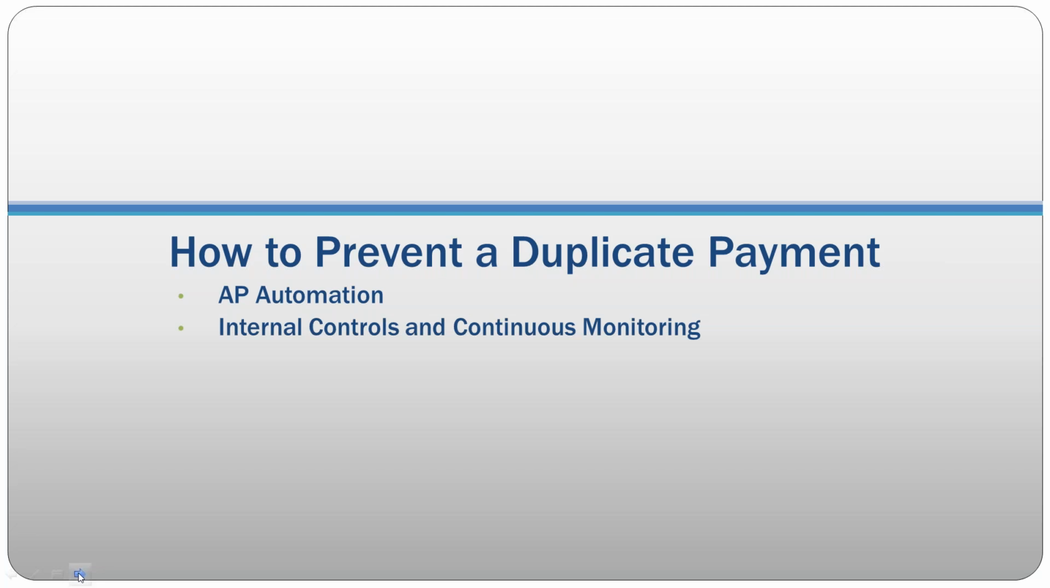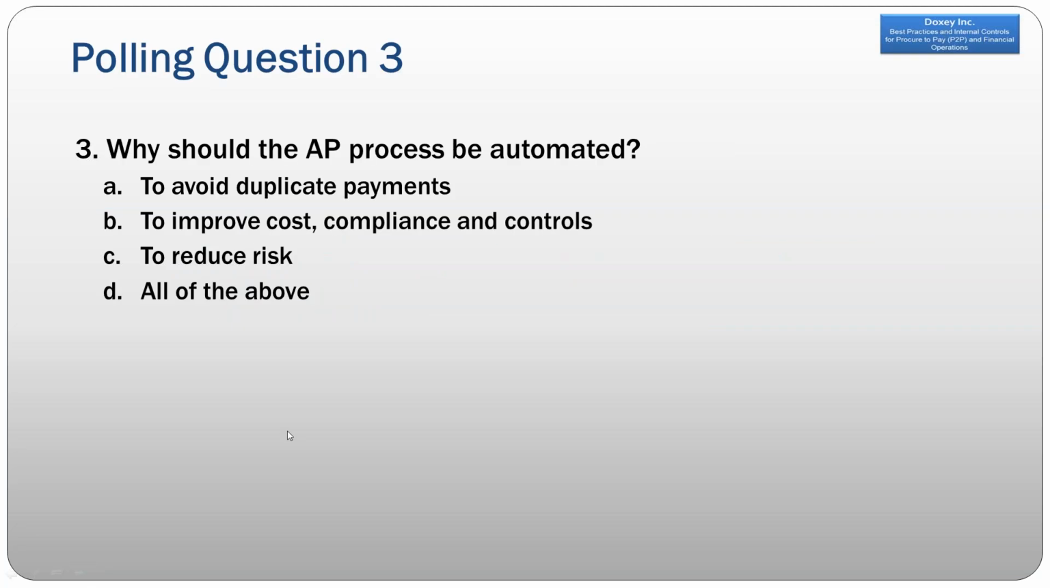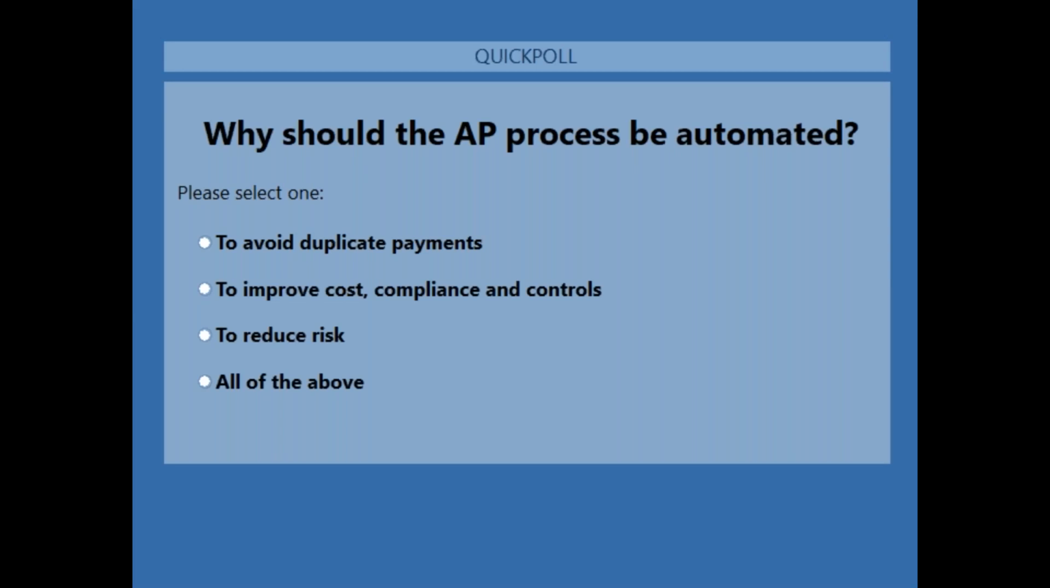So we gave you some ideas on how to prevent a duplicate payment, but we're going to get into a few more suggestions. And we have our next polling question before we get into some of that detail. And the polling question is, why should the AP process be automated?